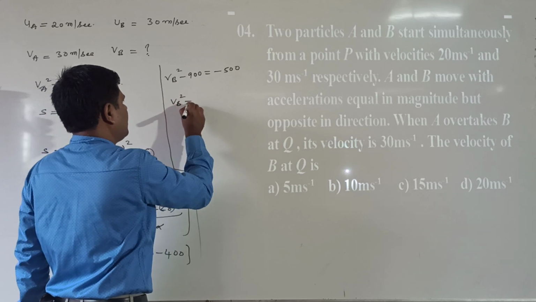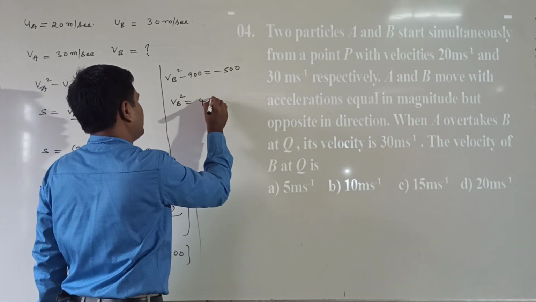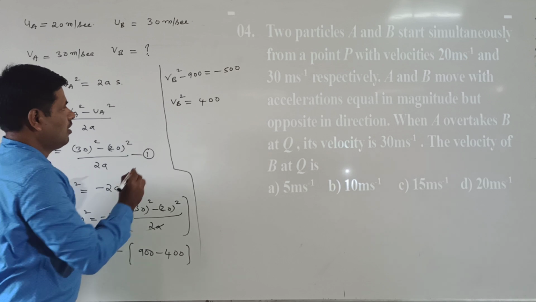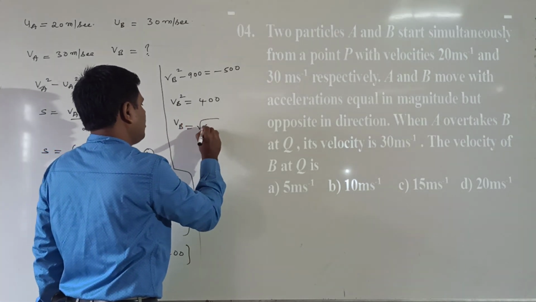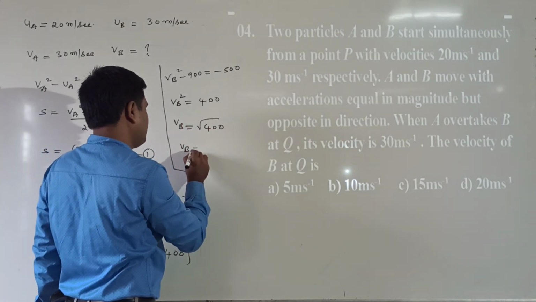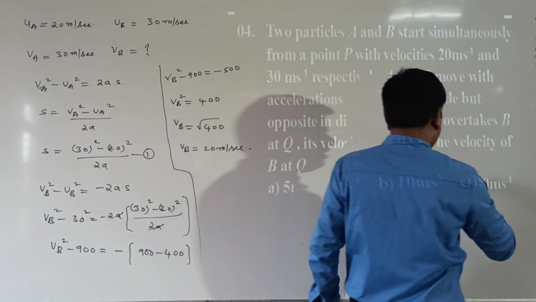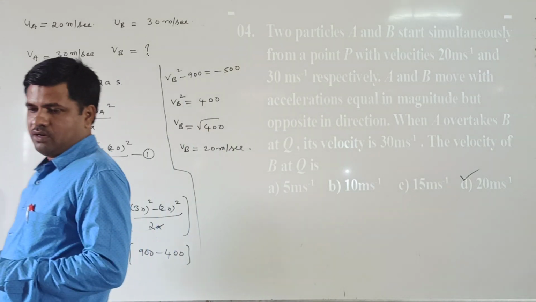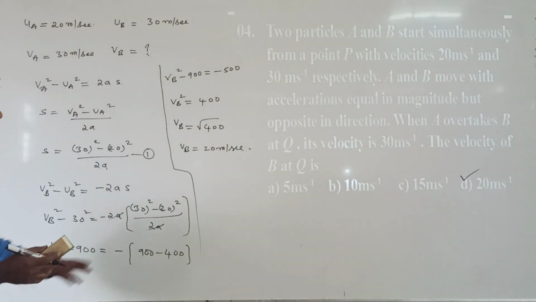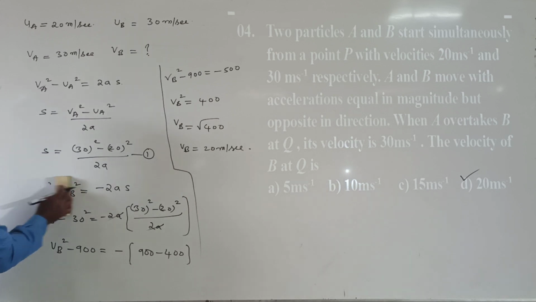Now VB square is equal to 400 when taking 900 across. Now VB is equal to the square root of 400. Now VB is equal to 20 meter per second. Which option is correct here? B option is correct. Right, this is the fourth question. Here VB is equal to 20 meter per second.